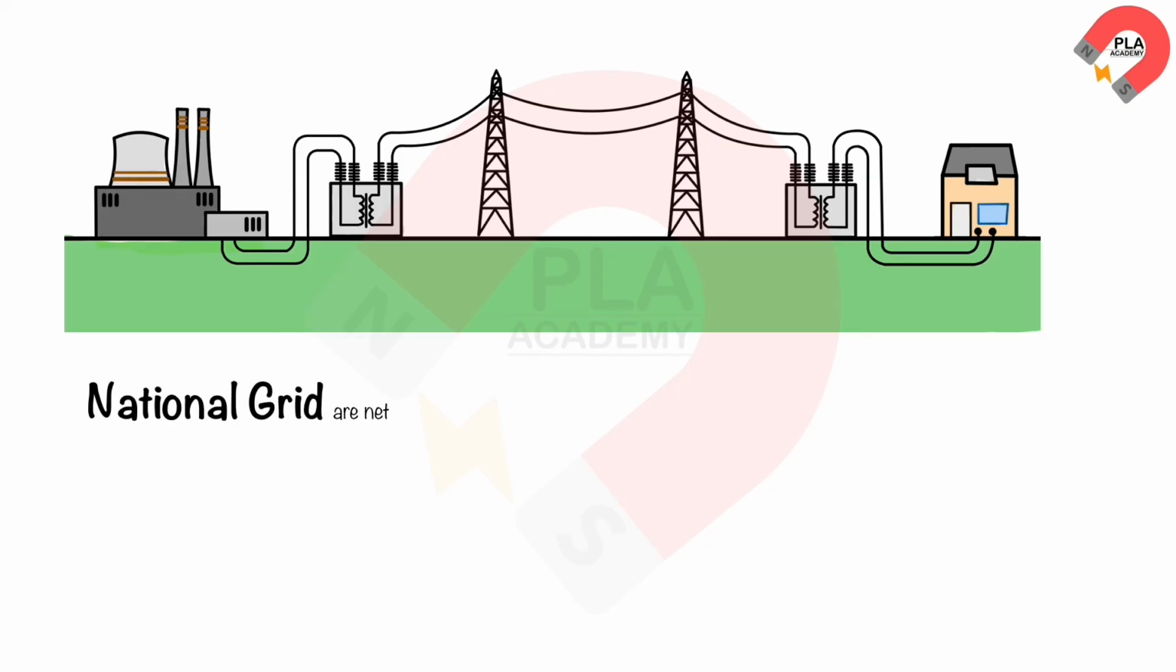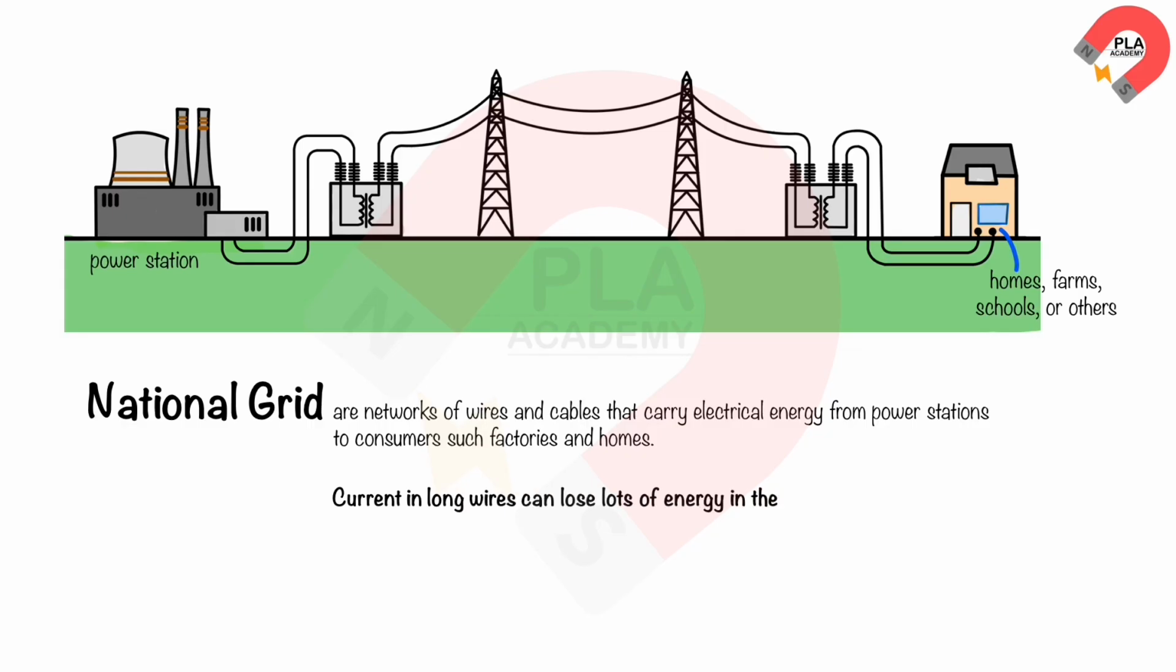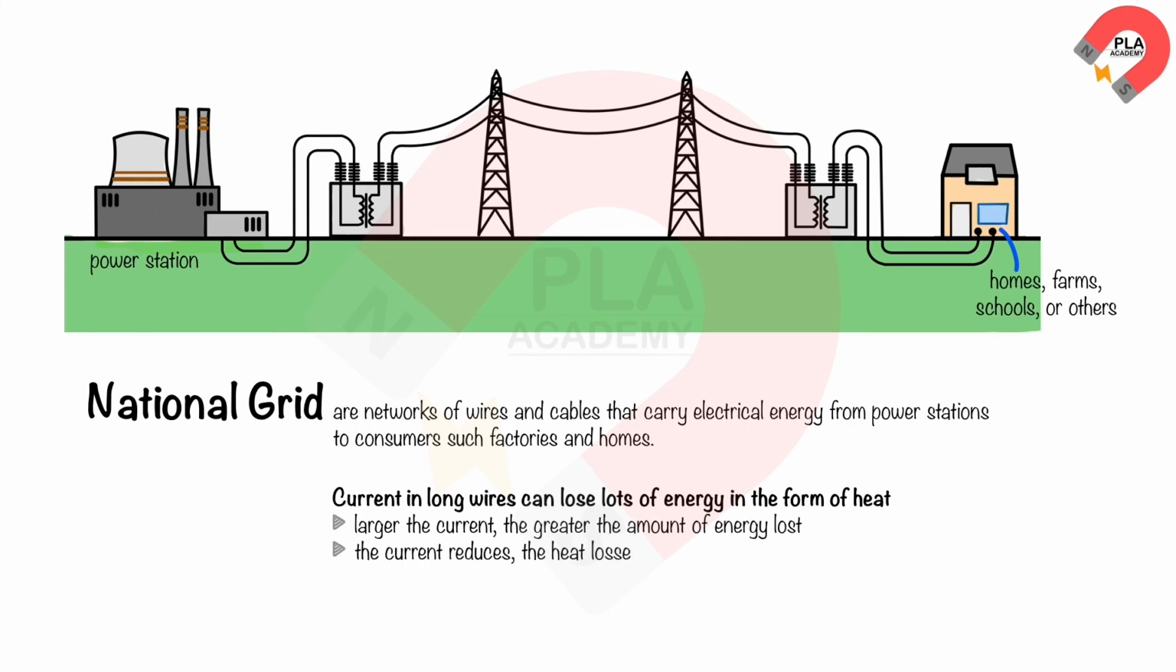National grid are networks of wires and cables that carry electrical energy from power stations to consumers such as factories and homes. However, currents in long wires can lose lots of energy in the form of heat. The larger the current, the greater the amount of energy lost. If the current in the wires is kept to a minimum, the heat losses can be reduced. Transformers help us do this. Transformers are used in national grids, so that the electricity is transmitted as low currents and at high voltages.